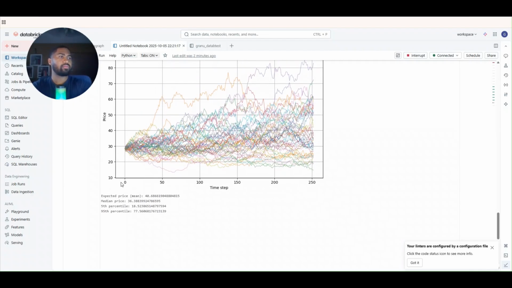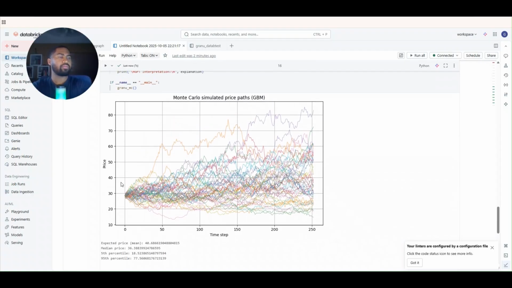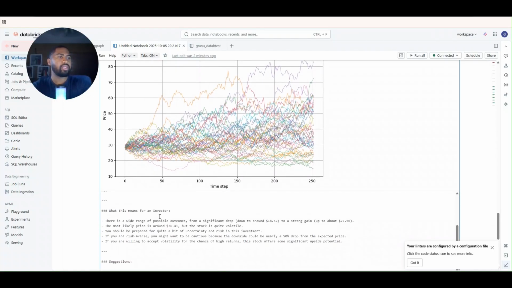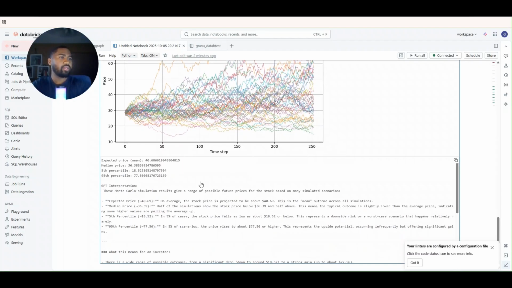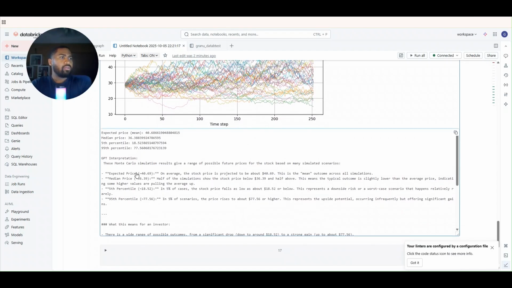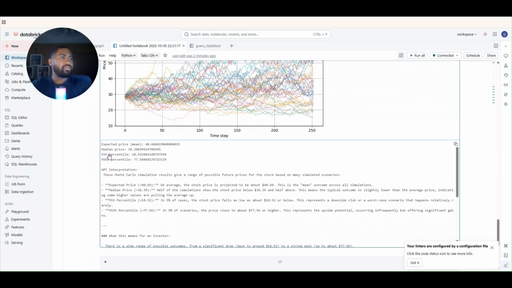Okay. So I see that I think we had, okay, it did increase over a 5-year time span. So expected mean $40 price, median price 36, lowest 18, 5% chance it could get to 18, another 5% chance it could get to 77.